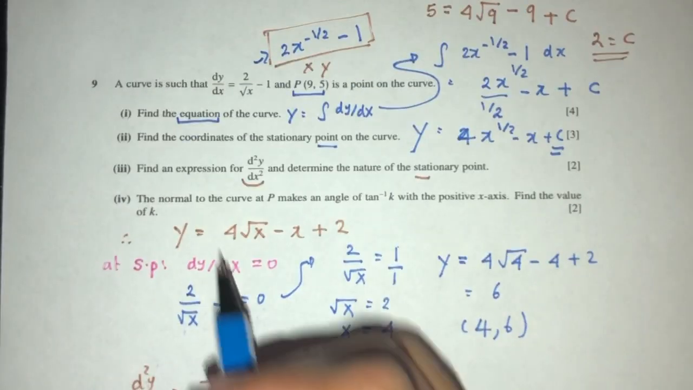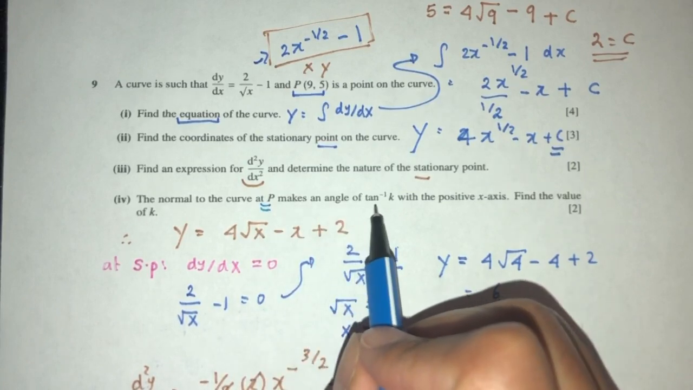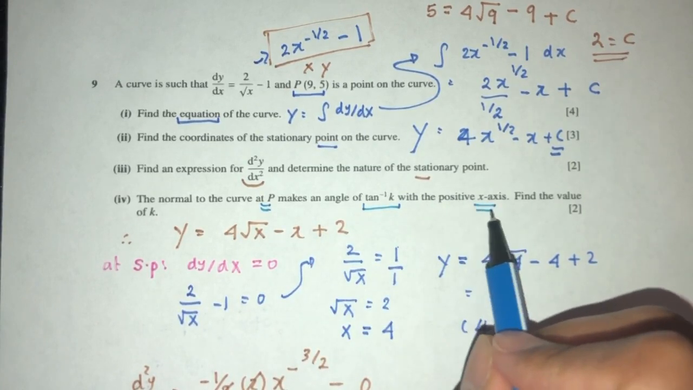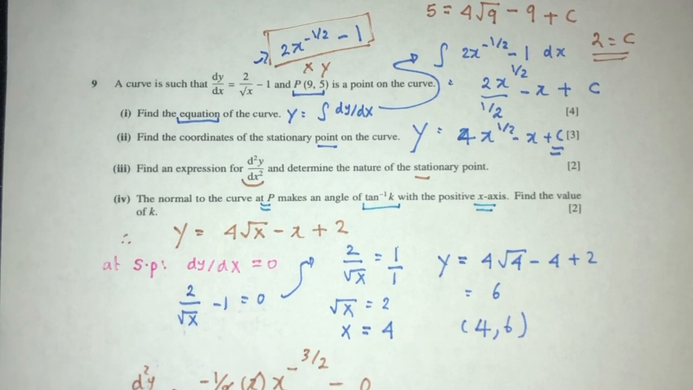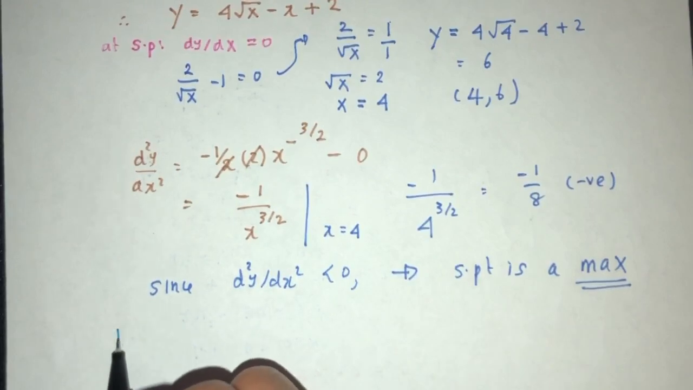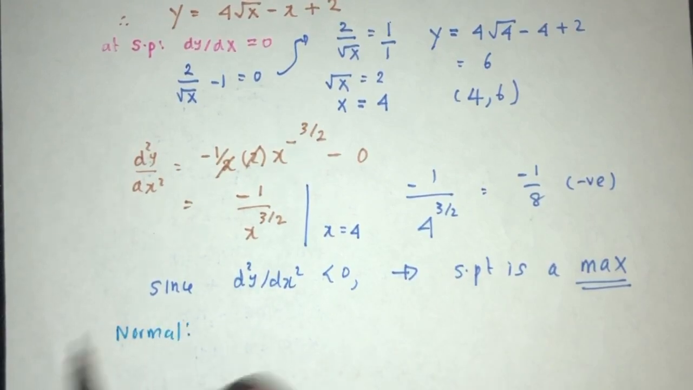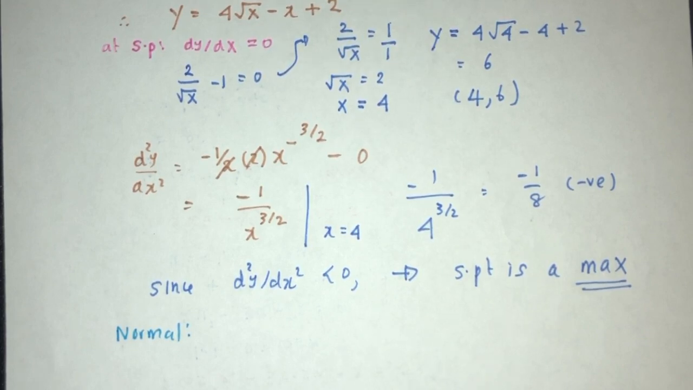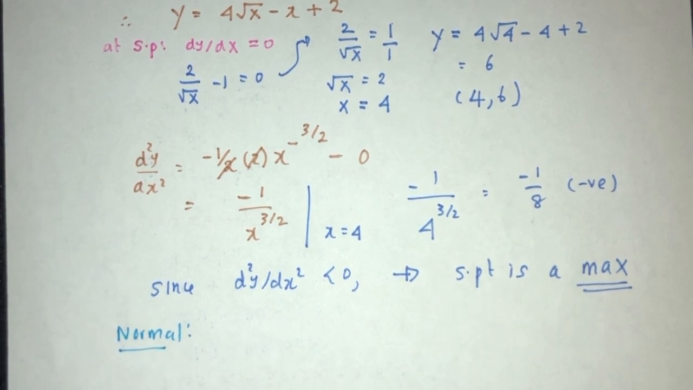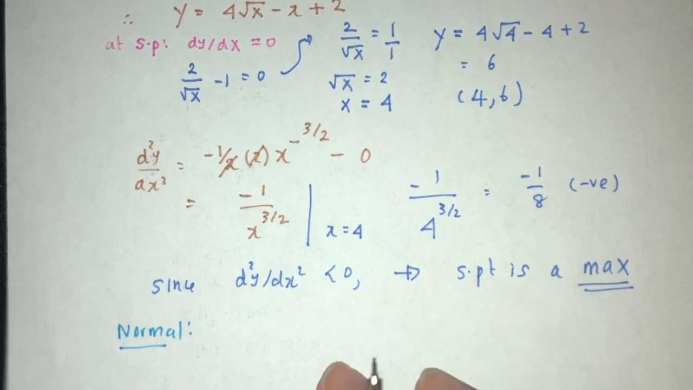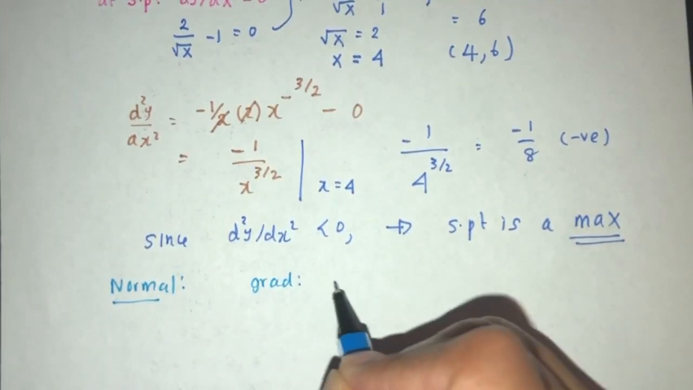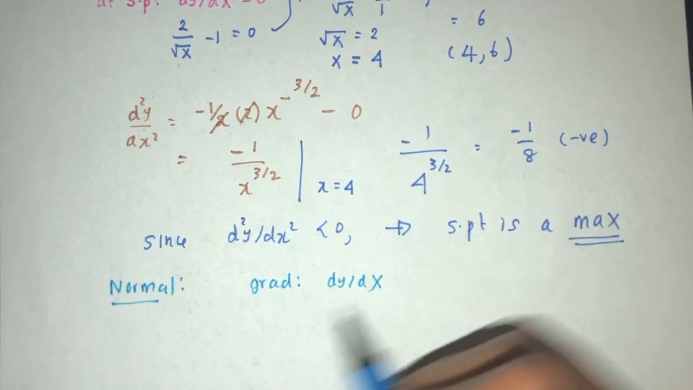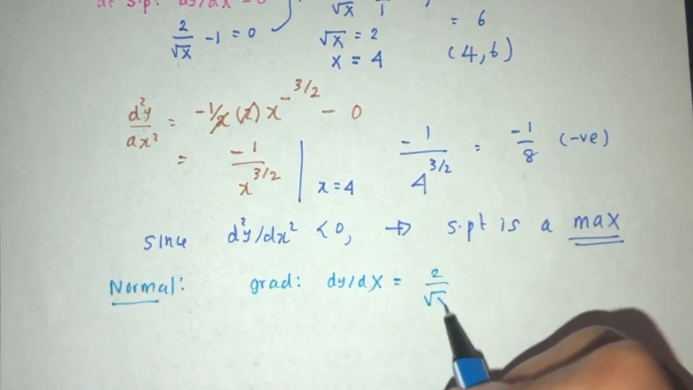Now for part 4, the normal to the curve at P makes an angle of this with the positive x-axis. Find the value of k. So let's see what is the value of k. So pretty easy. What is the normal to the curve? For the normal to the curve, we have to find the gradient. So again, to find the angle and all that, we have to use the gradient. So how do you find the gradient? We have to understand the normal is perpendicular to the tangent. So obviously we have to use the tangent to find the gradient of the normal. Right. Now what is the gradient of the tangent? It is simply dy by dx. Right. This is given to you as 2 over root x minus 1.